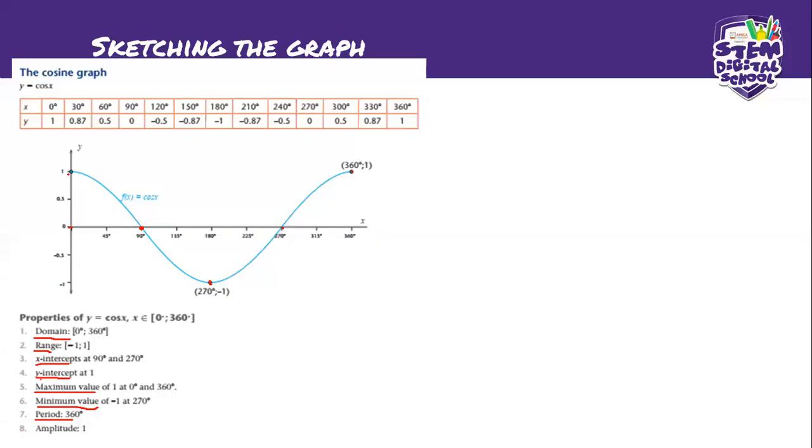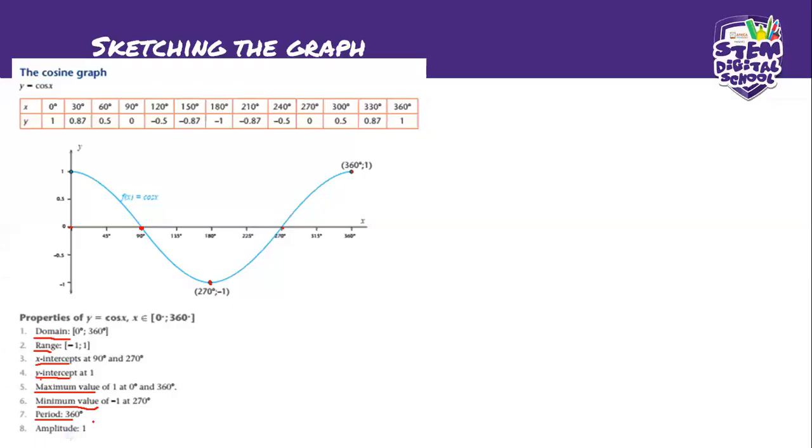Whenever you come across a shape like this, and they refer to this shape as a cosine graph, you must know that it's going to be easy for you to obtain your period because it's a full wave. You just have to check what the end point is there. In this case, the end point is 360. So our period is now 360.